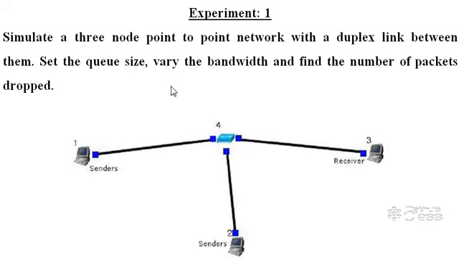elements which affect the performance of the system. That is, we need to set the queue size, which is a part associated with the host machine, and vary the bandwidth. Here bandwidth is associated with the link or with the hub. And finally, we need to find the performance of the network in terms of the number of packets dropped.